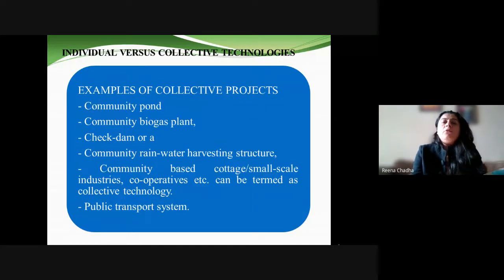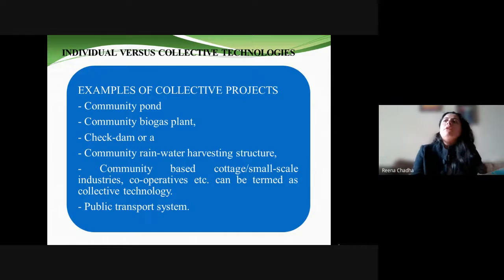Then if you compare individual versus collective technologies, what are their benefits? Collective projects come to your benefit when there is a collective benefit which you are getting from the project, and when you have a common asset. For example, you have shamlat lands in villages. These are called community lands, which are held under the control of panchayat and sarpanches.